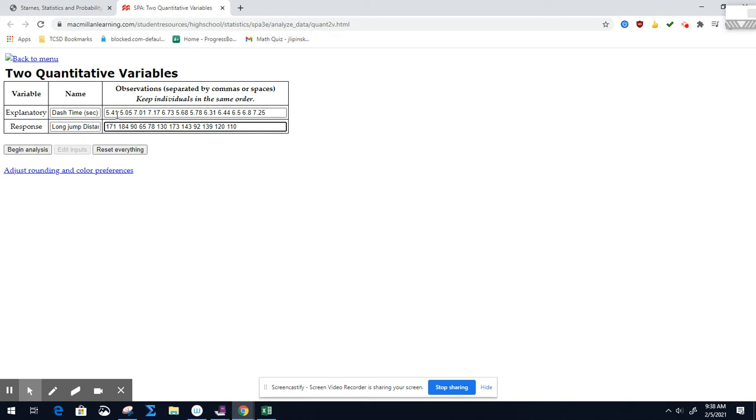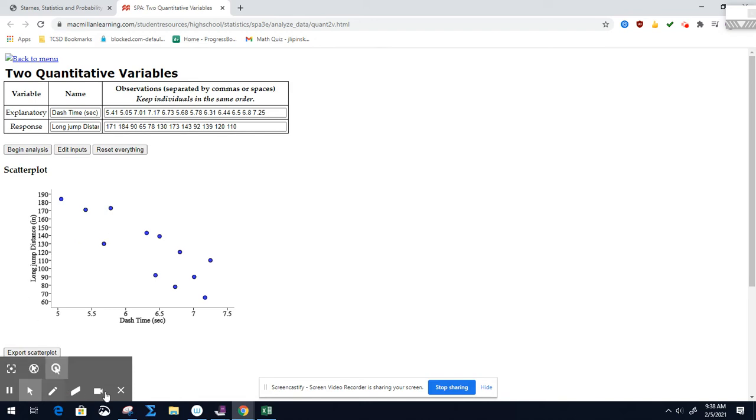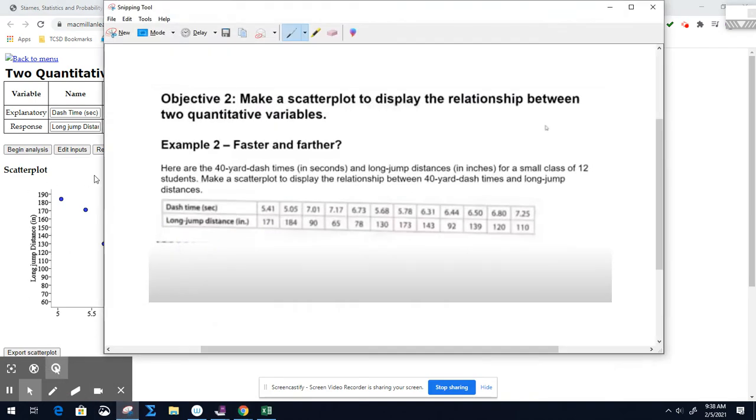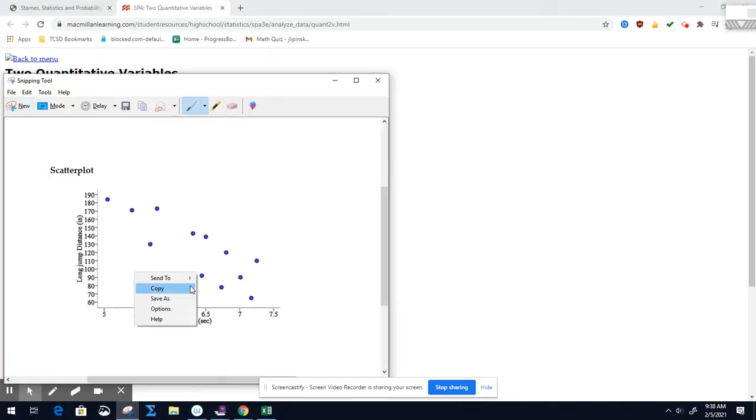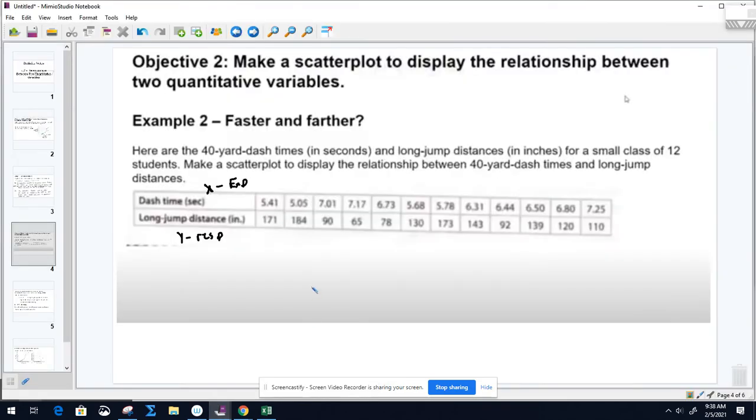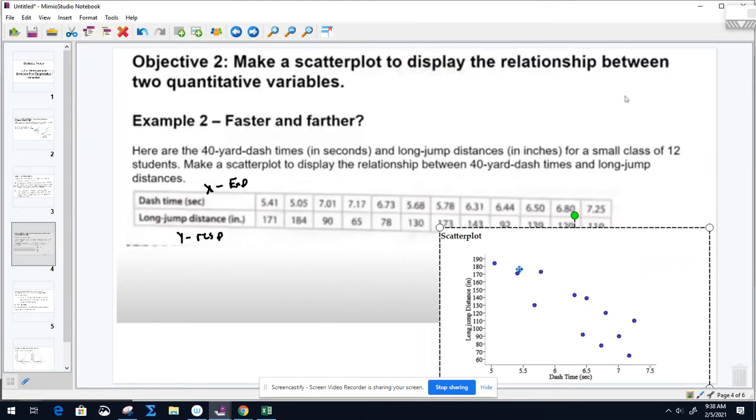So again, I've got how many x's? 1, 2, 3, 4, 5, 6, 7, 8, 9, 10, 11, 12, which I should. And y's: 1, 2, 3, 4, 5, 6, 7, 8, 9, 10, 11, 12. Okay, so now I can go ahead and begin analysis. I want my scatter plot. This is what I'm looking for right here. So I'm just going to copy this and put it into my notes. And right here is my scatter plot.